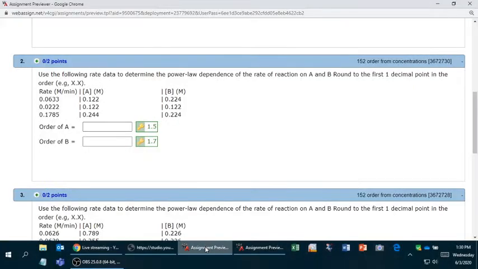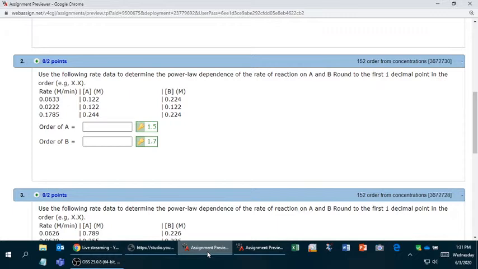So I'm going to switch my desktop over to you really quick. Particularly number 2, you get this table of rates and concentrations. So let me just go ahead and transcribe them over on my side. We've got rates of 0.0633, 0.222, and 0.1785.